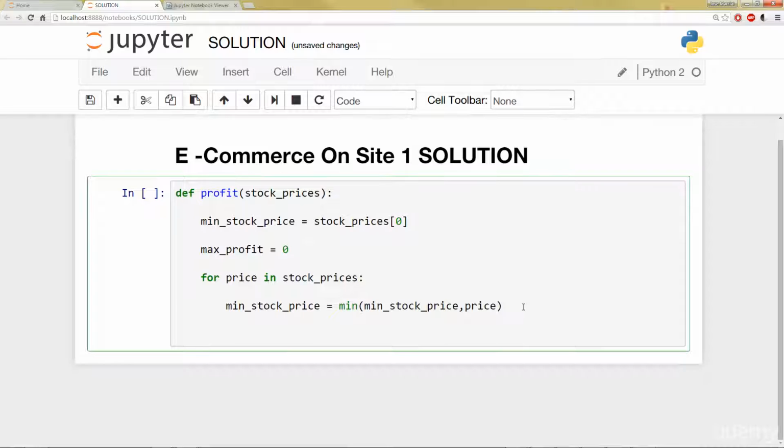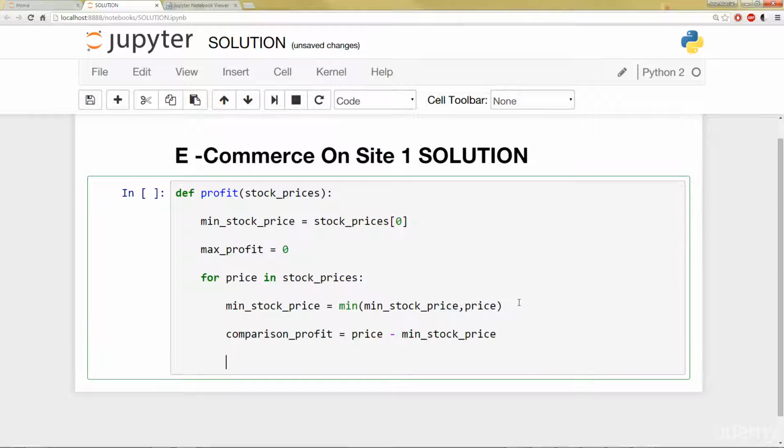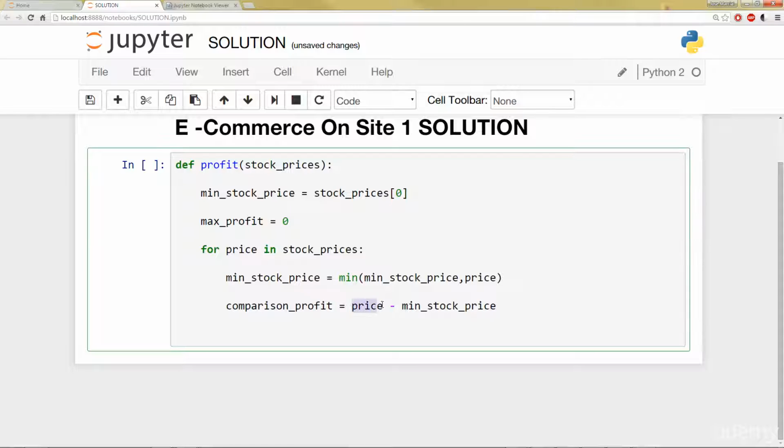Then we're going to check the current price against our minimum for a profit comparison against the max profit. So I'm going to make another variable, call it comparison profit, and I'm going to set it equal to the current price minus the min stock price we've seen so far. So here we have the current price we're looking at minus the minimum stock price we've seen so far. And that's going to be a profit, right? Because you have a price minus the smallest one you've seen earlier as far as stock price. This should get you the profit that you need to compare at.